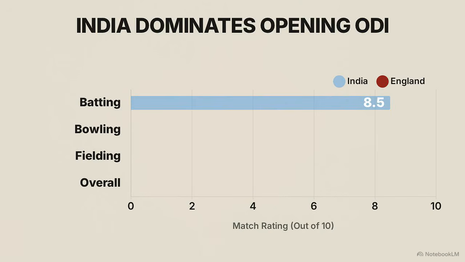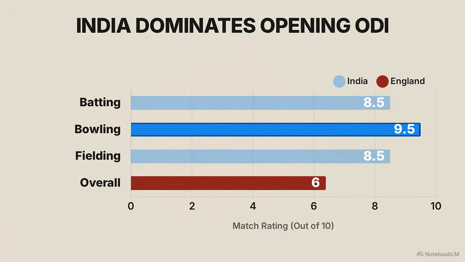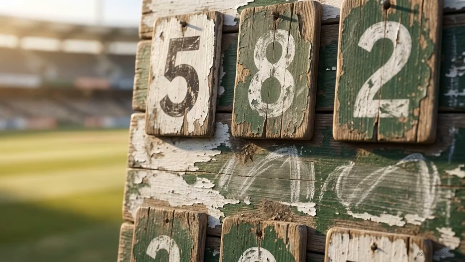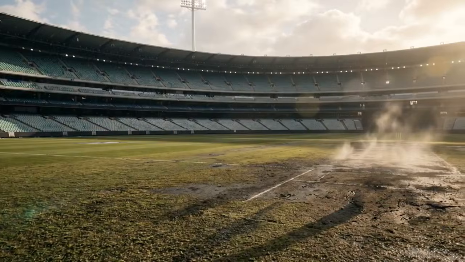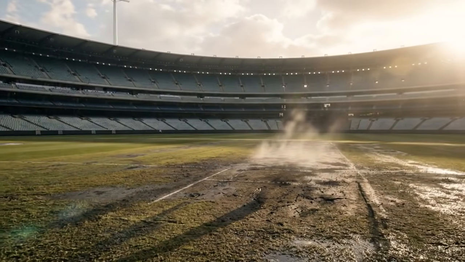India receives an 8.5 for batting, a 9.5 for bowling, and an 8.5 for fielding. England finishes with a much lower overall rating of 6.5. This match demonstrates that India's current squad configuration is capable of winning, even when its primary stars fail to contribute significant runs.